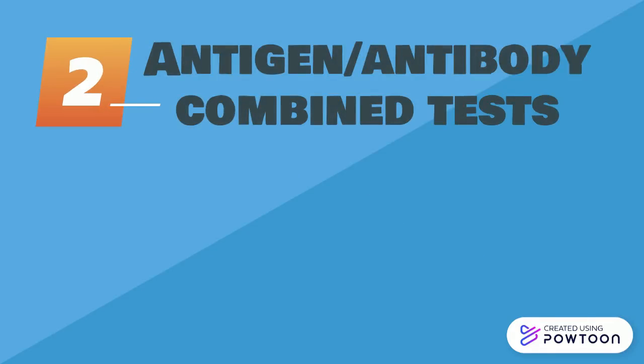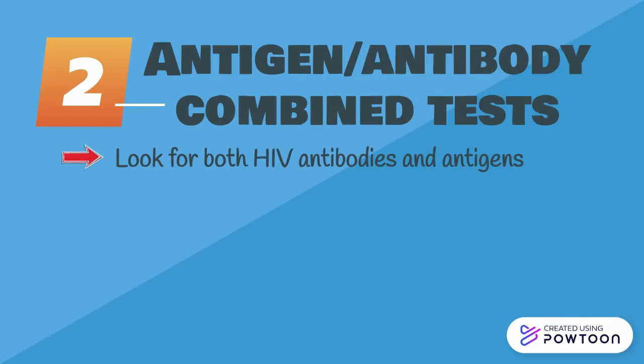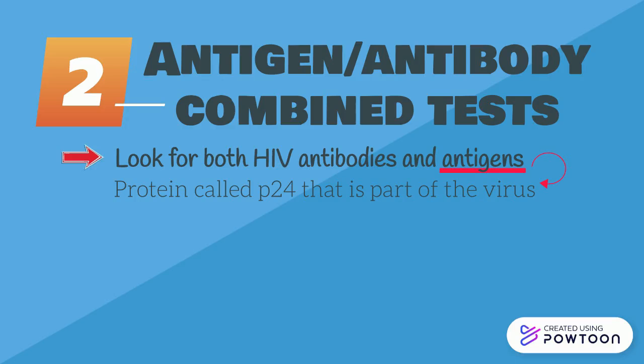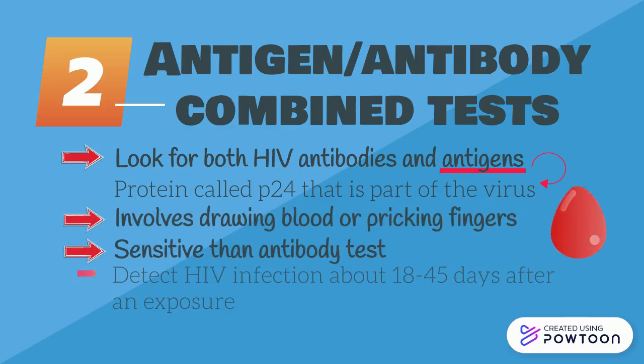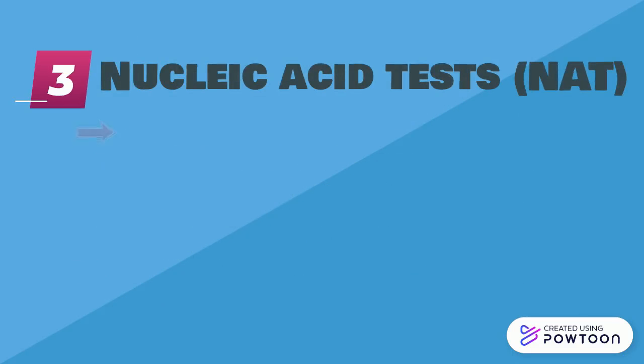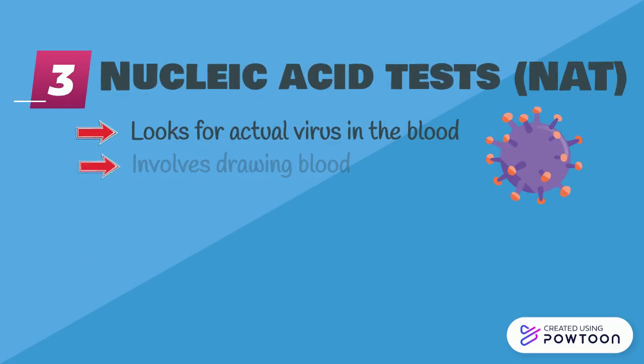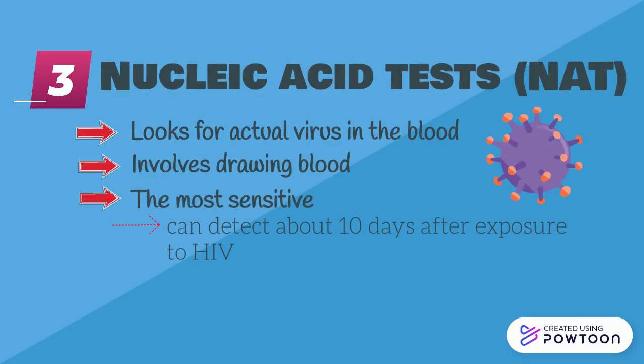Second, the antigen or antibody combined test looks for both HIV antibodies and antigens, a protein called P24 that is part of the virus. It involves drawing blood or pricking fingers, and is more sensitive than an antibody test as it can detect HIV infection about 18 to 45 days after an exposure. Next, the nucleic acid test looks for the actual virus in the blood, involves drawing blood, and is the most sensitive as it can detect infection about 10 days after exposure to HIV, but is very expensive.